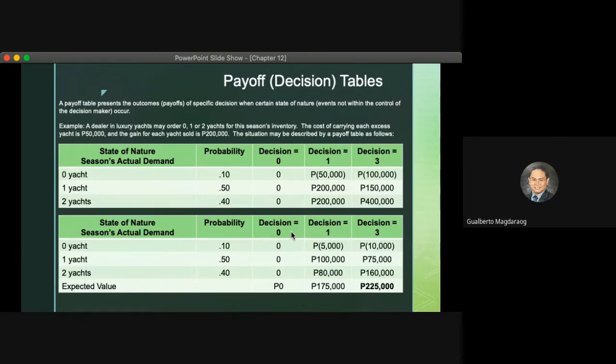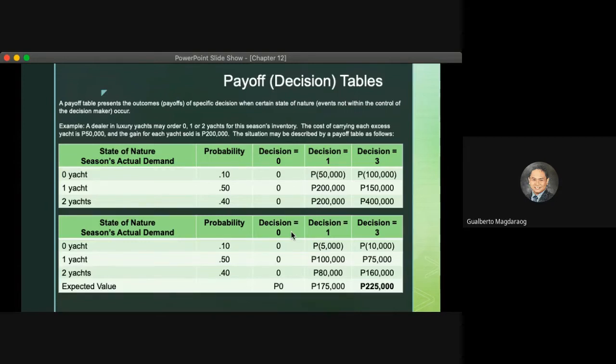Let's now go to the payoff tables, and we will still be using our knowledge about probability on this quantitative models. A payoff table presents the outcome or payoff of a specific decision when certain state of nature events not within the control of the decision maker occur. So we have here two terms that we need to remember because we will be using these terms sa mga susunod pang mga quantitative models. And that is the payoff and the state of nature.